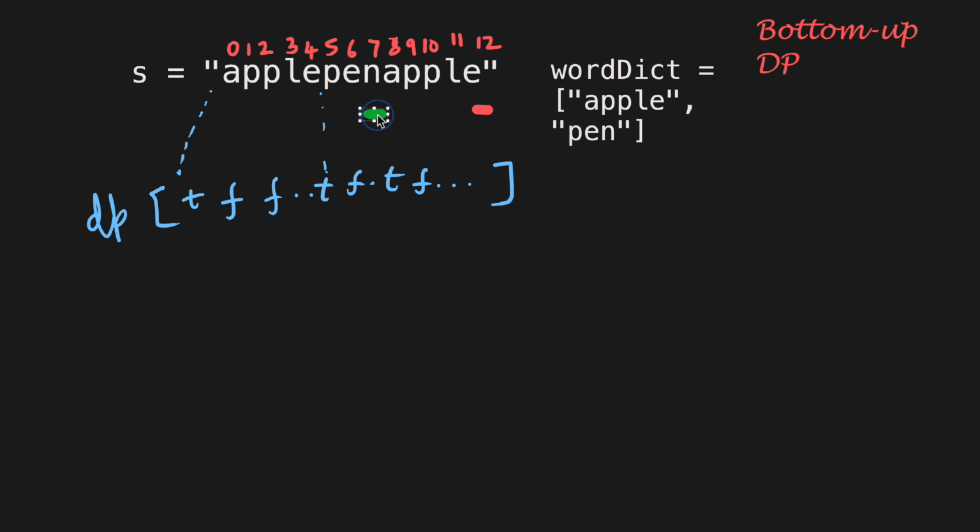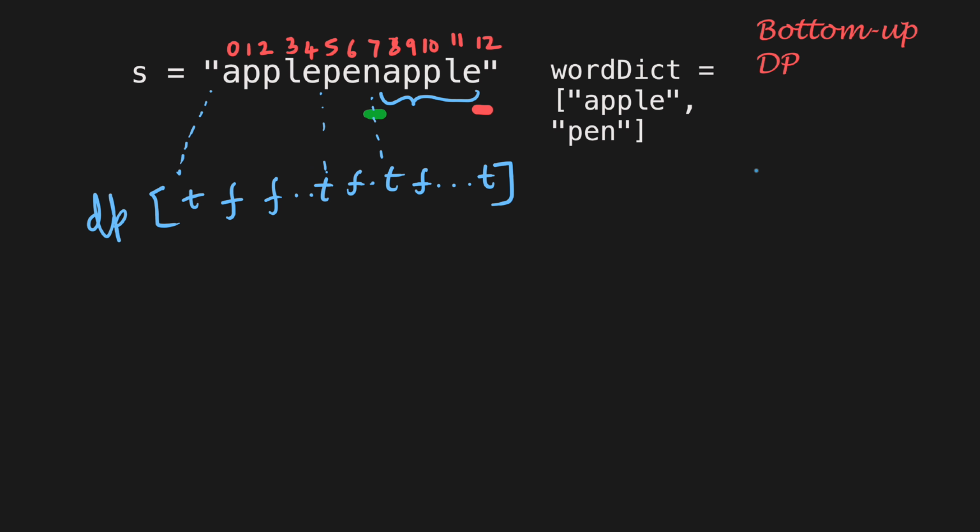Now j becomes 8, where we see that dp of 8 is true. So we know that the prefix string of length 8, which is apple pen, can be segmented. Then we check if the remaining substring, which is apple, can be segmented, and this time the answer is true because the suffix apple exists in the word dictionary. So that means the whole substring of length 13 can be segmented. So dp of 13 will be true. And now since the whole string of length 13 can be segmented, we will return true as our answer.